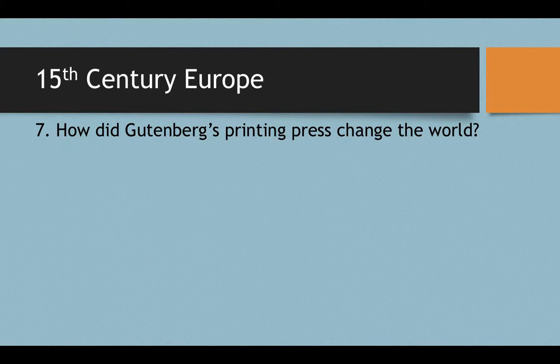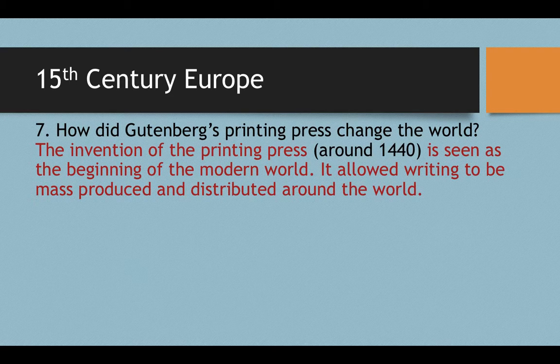Now, Gutenberg's printing press completely changed the world. It was around the year 1440 when he invented the printing press, and it's seen as the beginning of the modern world. It's what ushered in modernity, so to speak. And it allowed writing to be mass-produced. For the first time, books could be mass-produced. You didn't have to wait 6 months for the next book to come out, all right? A lot of people could get literature into their hands because it was so fast to be produced. And it also allowed for writing to be distributed around the world since so much of it was being printed.